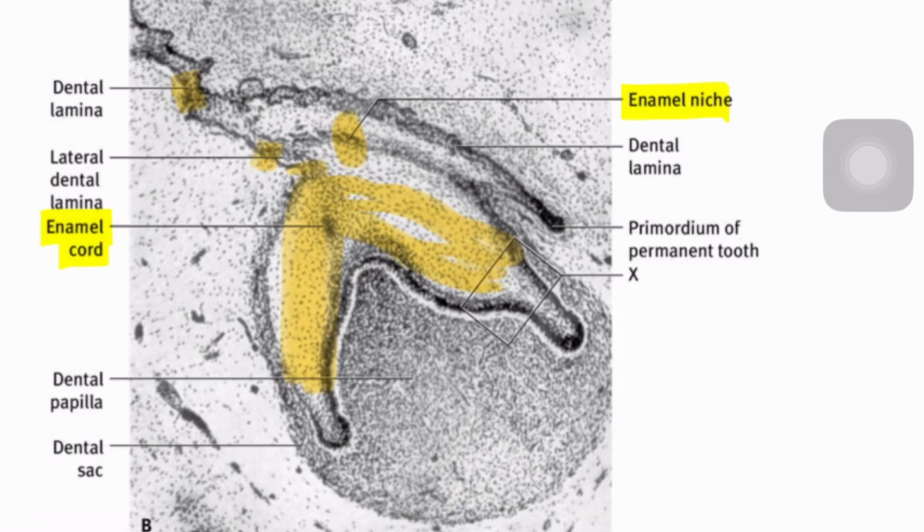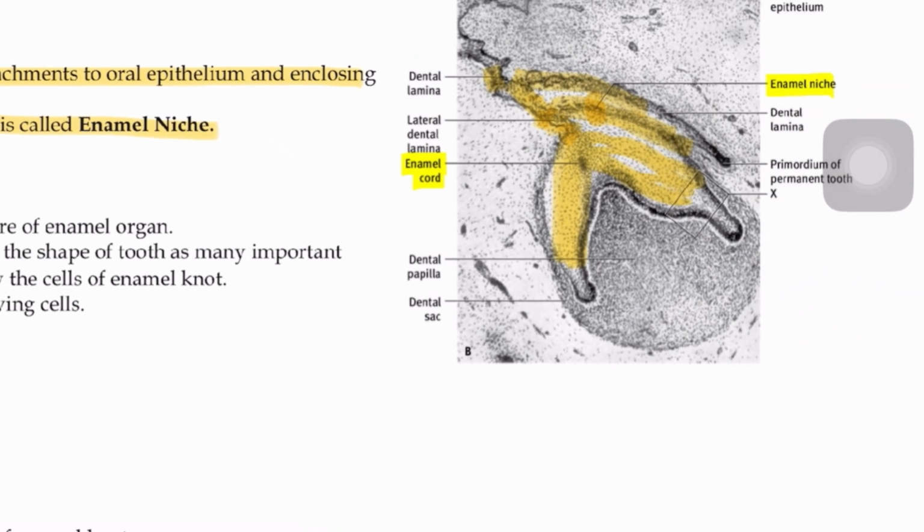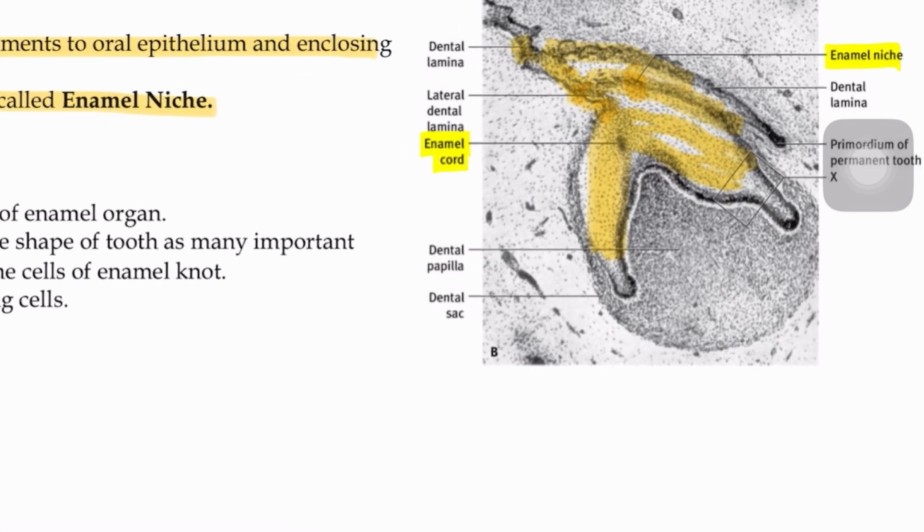There are two different attachments, and this is also attaching to the dental lamina. This enamel organ, this is also. So the layer in between these two attachments, that is the enamel niche. Okay, so that is the enamel niche.